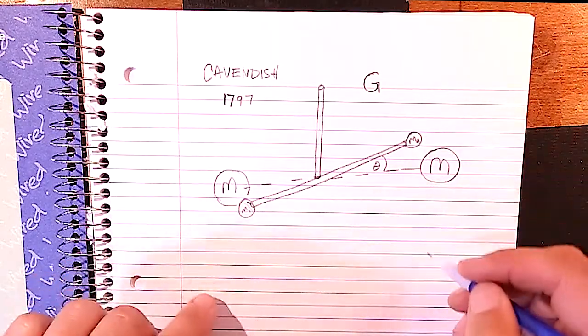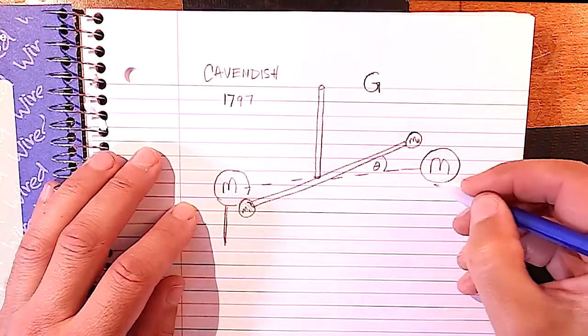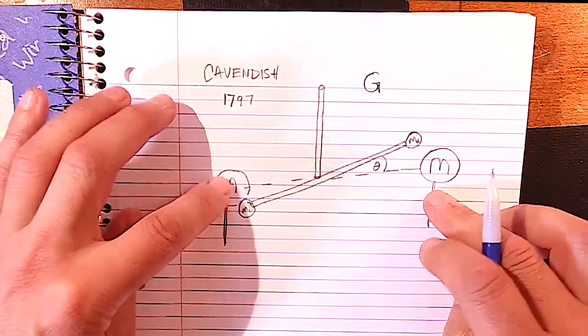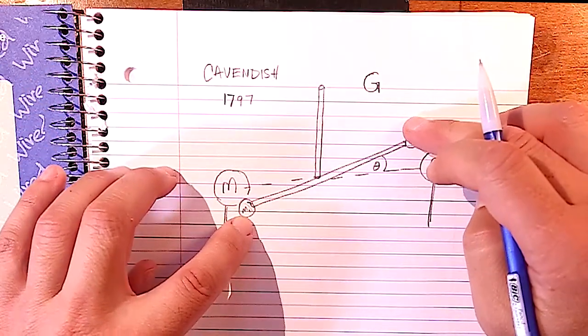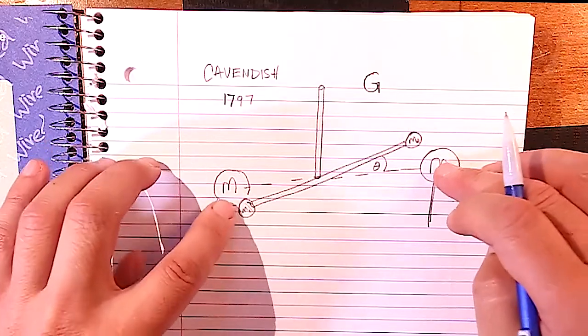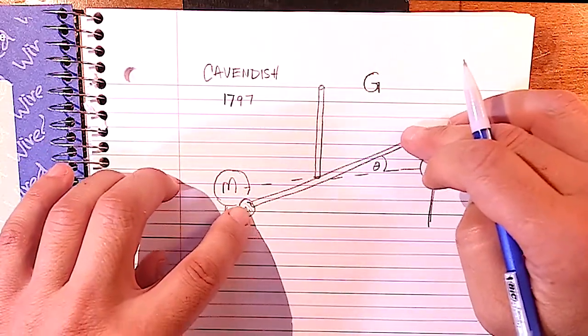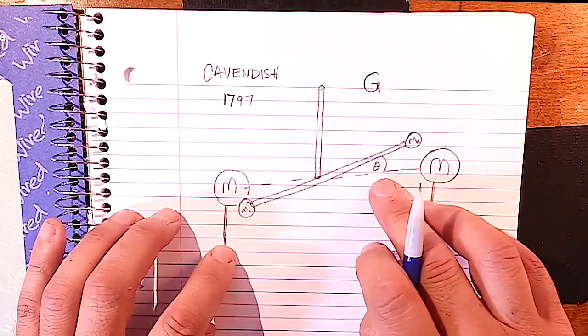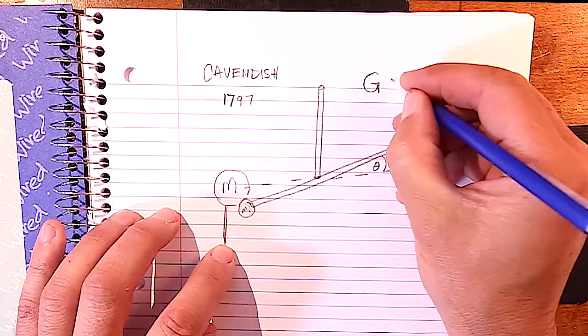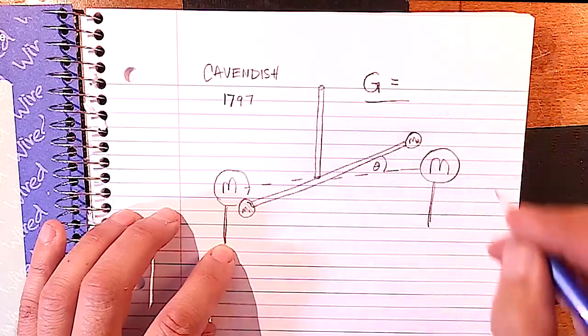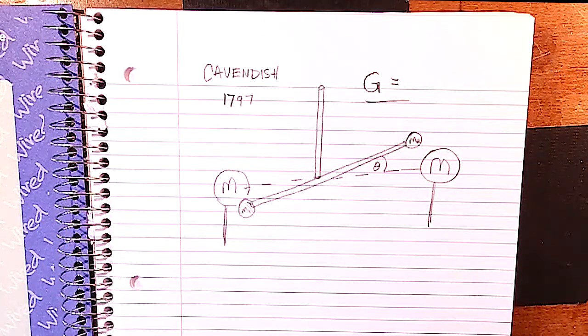And then he could move these other masses in. Then these two masses would attract to the larger masses, and he could get the force from the torsion by figuring out the angle. And what he did then was to be able to get a value for big G. Big G, to this day, is the least accurately known universal constant of all the different constants that we have in physics.